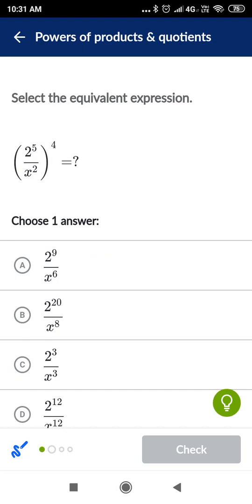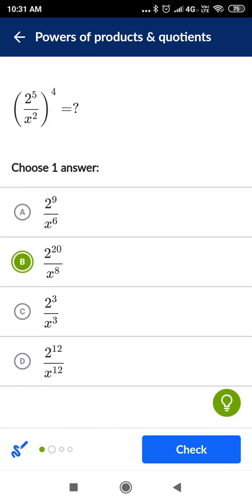Select the equivalent expression. Now here the numerator should be 2 to the power 20 and the denominator should be x to the power 2 into 4, that is 8. 2 to the power 20 on top, 5 into 4, and x to the power 8, 2 into 4, in the denominator. We'll check.